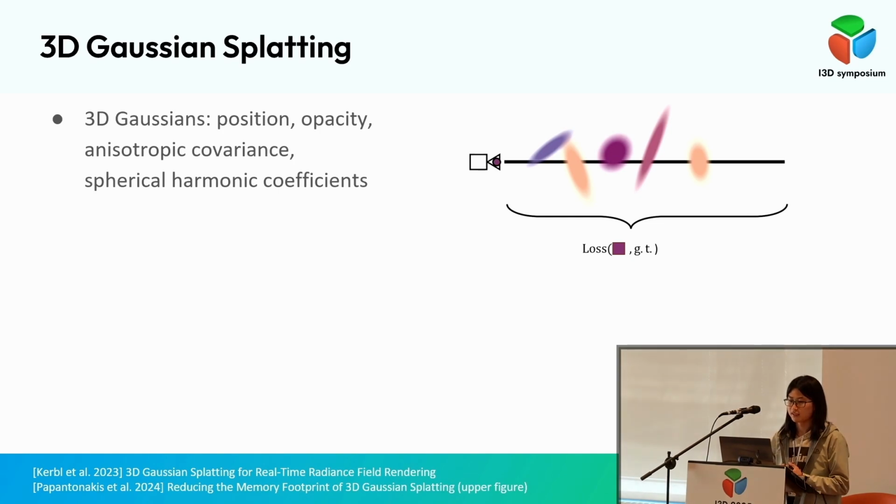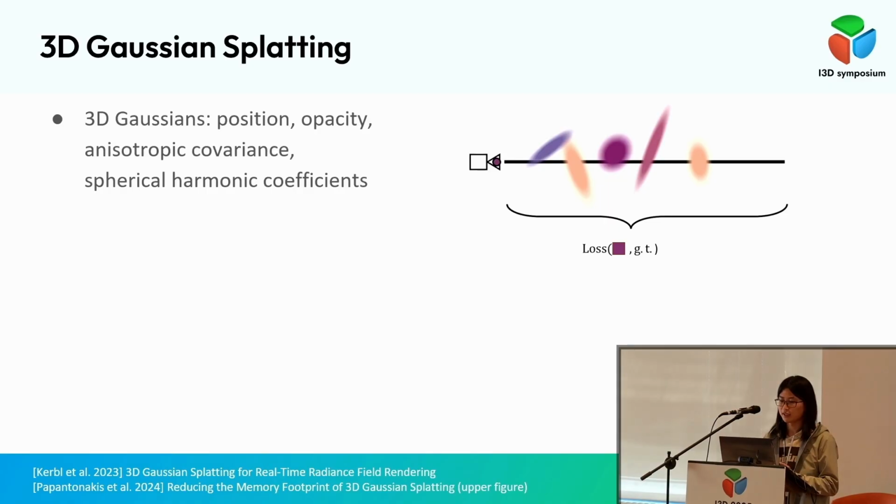Let's go through the basics of 3D Gaussian splatting. It represents scenes as a set of 3D Gaussians. Each Gaussian has a position, opacity, and anisotropic covariance for its shape, and spherical harmonic coefficients for its view-dependent color.